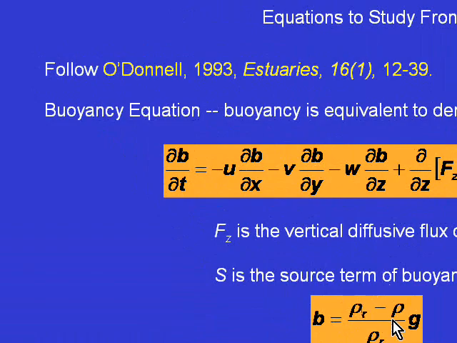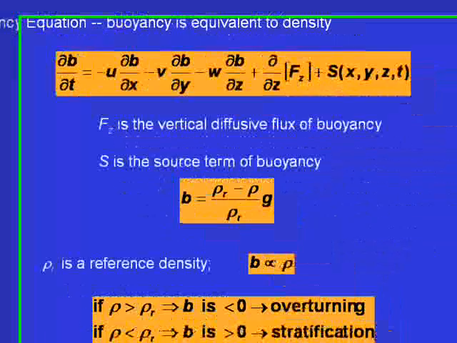So whenever we have a smaller density than the reference density, that's what happens in fronts, right? That you have different densities. And the water mass with the lower density will override the water mass with a higher density. So that will cause stratification.